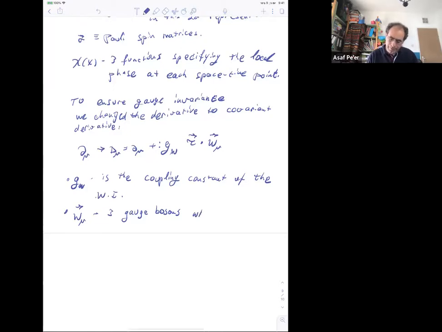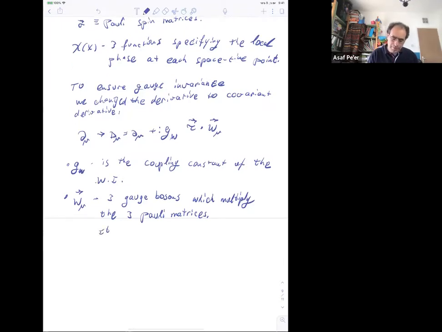Which multiply the three Pauli matrices. It's just a common notation, it's customary. We denote them by a vector.